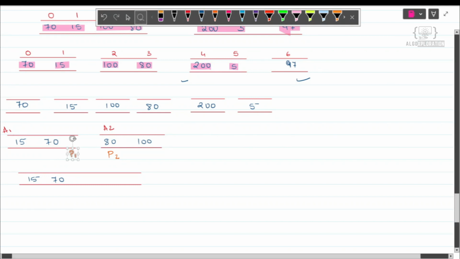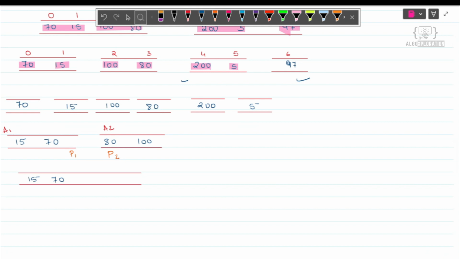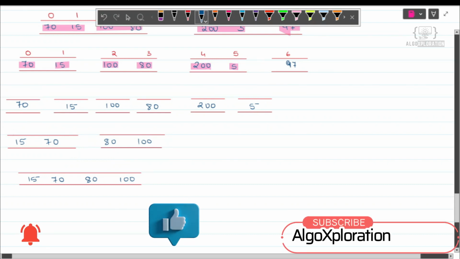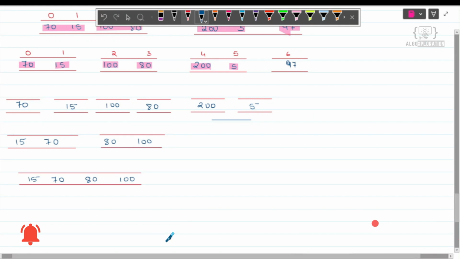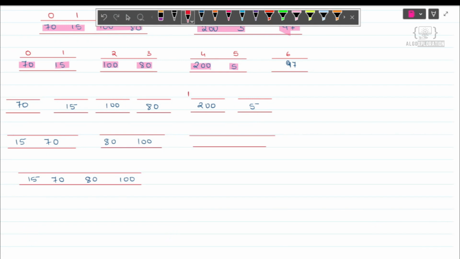Now we can see that P1 is out of bound. So what we will do, we will copy all the remaining elements of A2 from P2 till the last index. So copy 80 and 100. Okay, now this is also in a sorted manner. Now we will compare these two arrays. Okay, so this will be our array 1 and this will be our array 2. P1 will be this and P2 will be this.